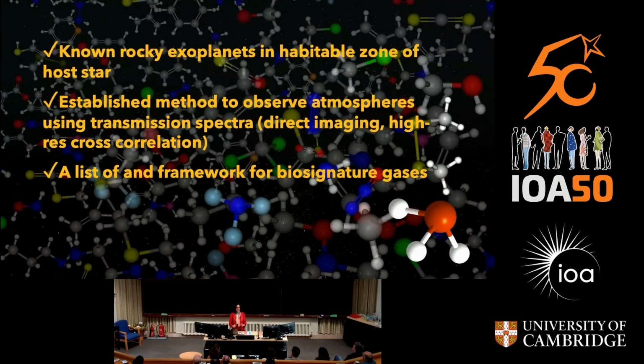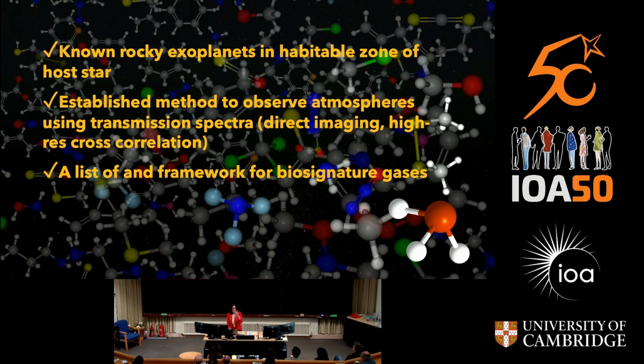And where we're at now, we have rocky exoplanets in the habitable zone of host stars. We have established methods to observe exoplanet atmospheres. It's not just transmission spectroscopy, but for the future, it's direct imaging and high spectral resolution cross-correlation. I obviously just touched on it very briefly, but I left some references for your notes. We, that's myself and many others, have a list of and a framework for how to predict and how to possibly identify and interpret biosignature gases. So it seems like we're in a good place.